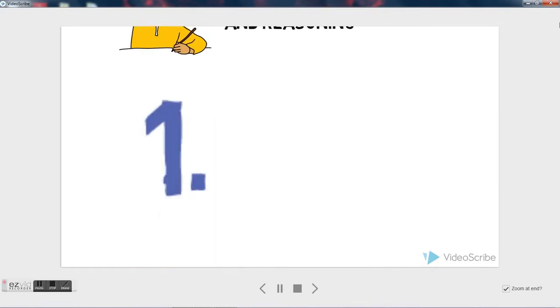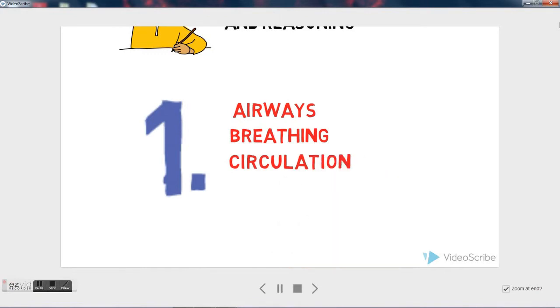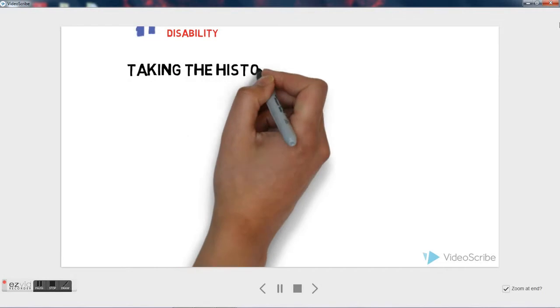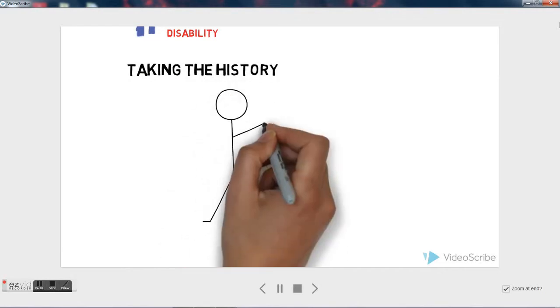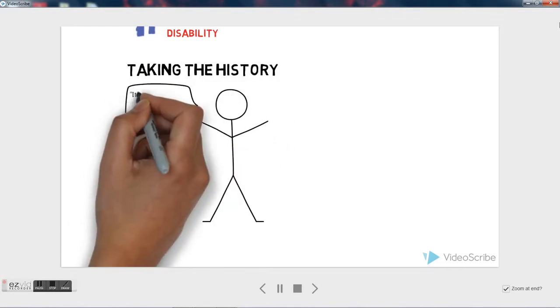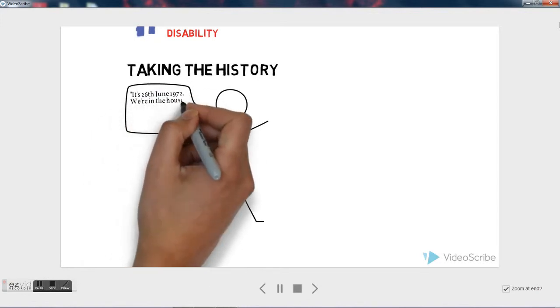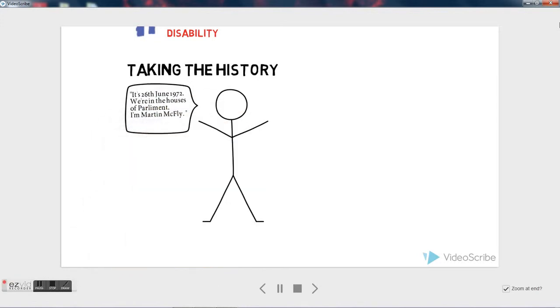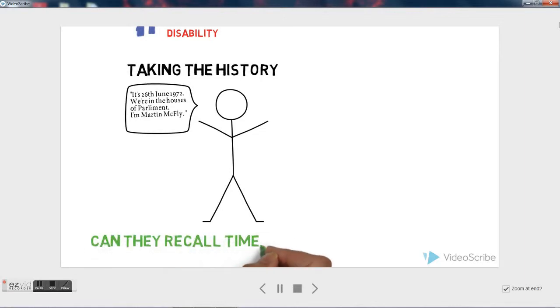Now, before moving on to anything about the confused patient, we must first, of course, go through A, B, C, D, checking the airways, breathing, circulation, and then for disability, before moving on to taking a history. But this can be problematic in the confused patient. They may be unable to recall facts and dates accurately. It's therefore wise to first of all assess whether the patient can understand what you're saying and whether they can recall time, place, or person.